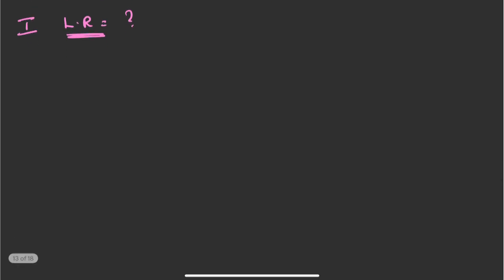So the first trick is to write the balanced chemical equation. You will write nitrogen plus 3 times hydrogen giving 2 times ammonia. So this is the first trick. Always write the balanced chemical equation.